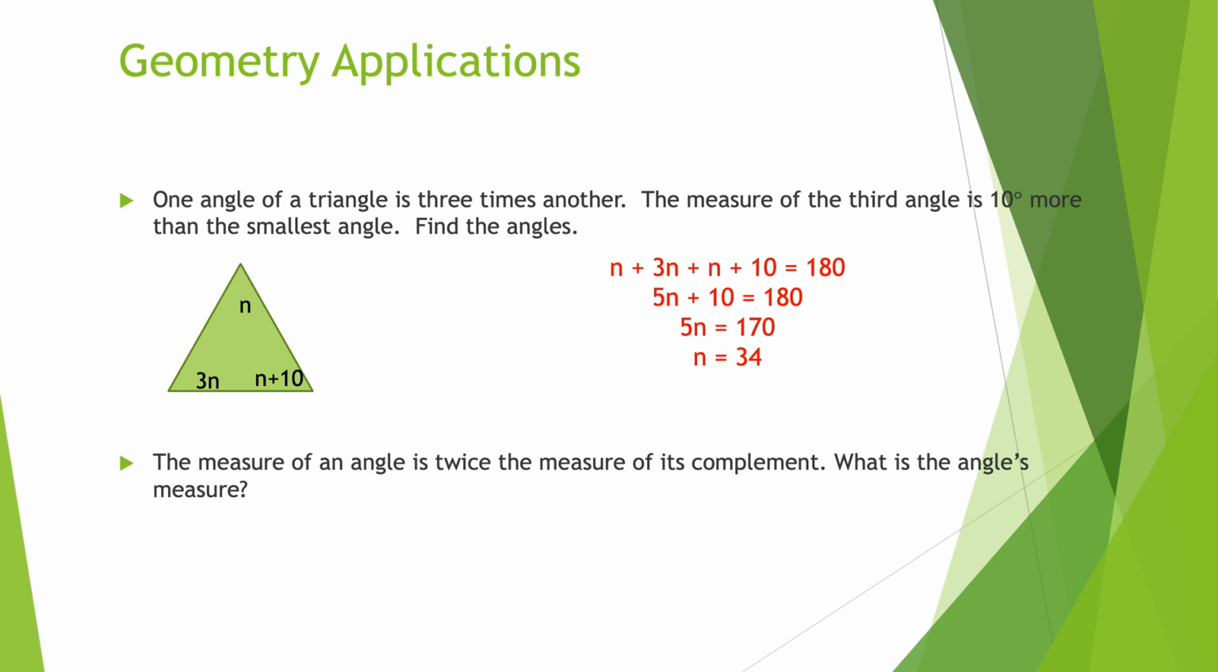Now, it wants the angle, so I got to get all 3 of them. So the first one's 34 because it's just n. The next one is 3n, that means 3 times 34, which is 102. And the last one is 34 plus 10 is 44.